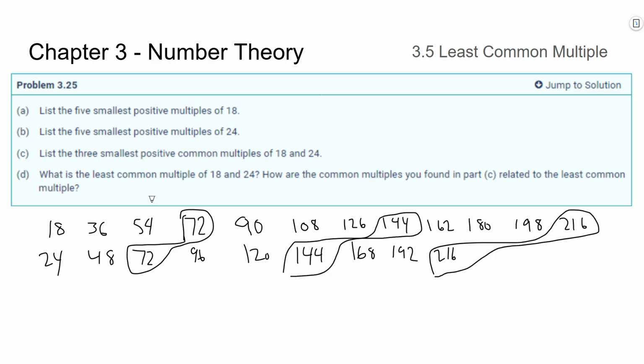So what's the least common multiple? Well, it's the smallest one, it's 72. 72 is the least common multiple of 18 and 24.